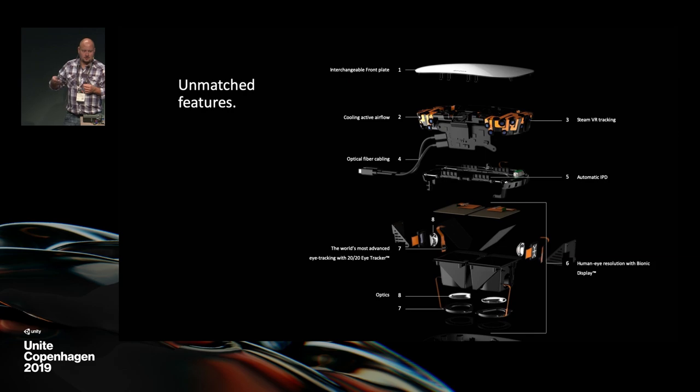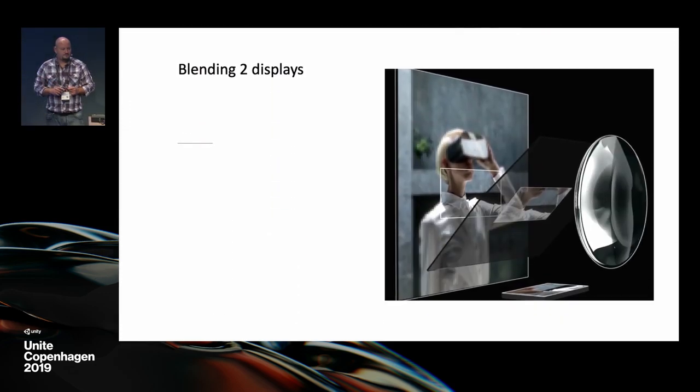This is what it looks like on the inside. We have SteamVR tracking, automatic interpupillary distance control, and integrated gaze tracking. By the way, the gaze tracking is so accurate, its accuracy is sub-degree, which means that you'd be looking at features that are about the size of your fingernail at arm's length. This product is aimed at professional markets, so the price tag is something like $6,000.